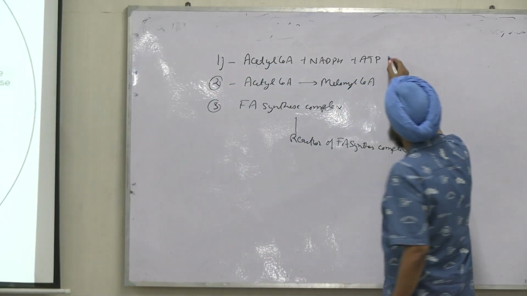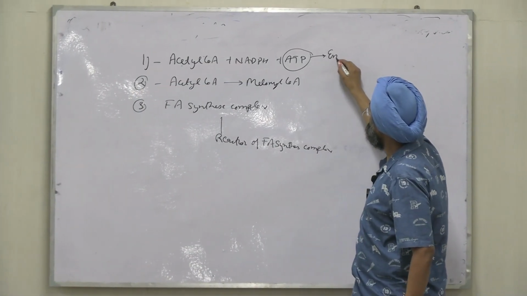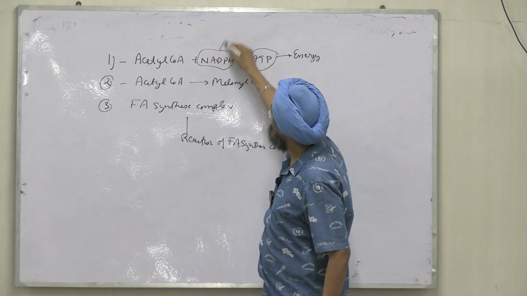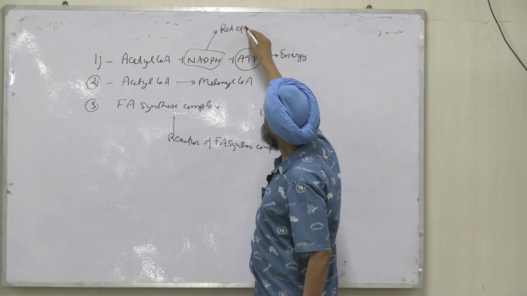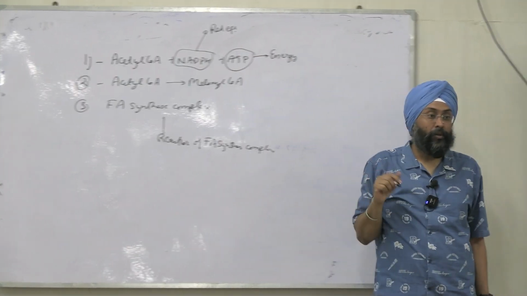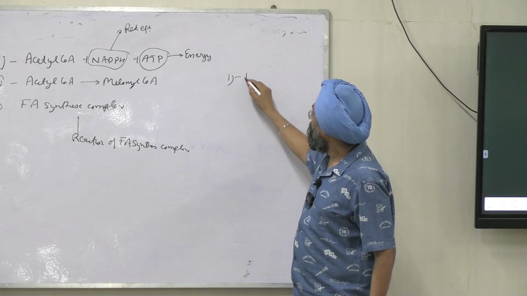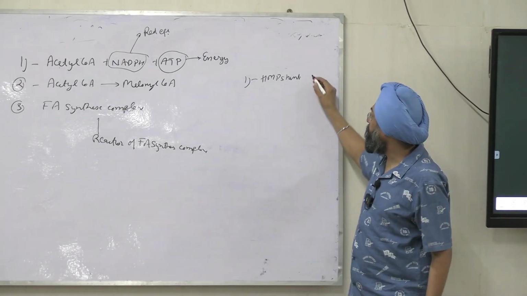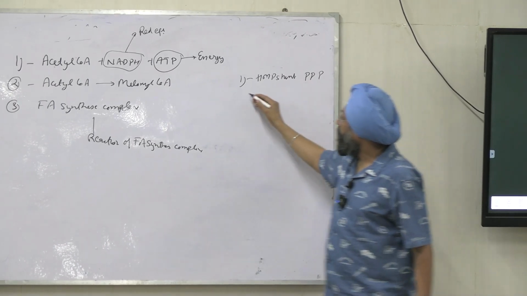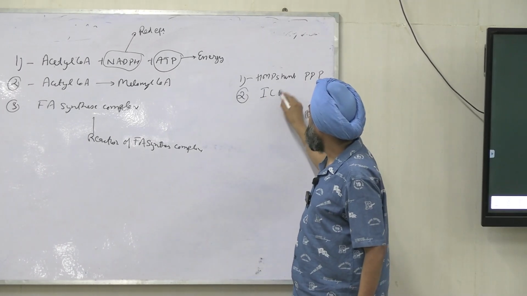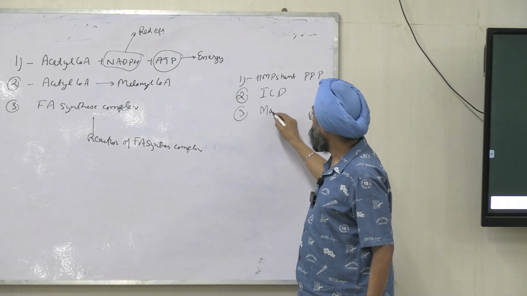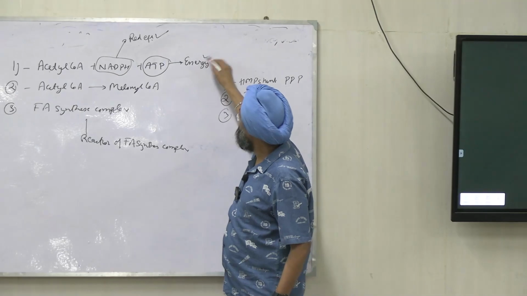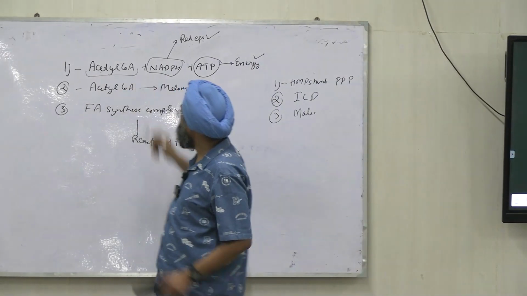What was the function of this molecule ATP? It was supposed to provide energy, right? And this NADPH will provide reducing equivalents, right? And what were the sources of NADPH? One was HMP shunt, and the other name for HMP shunt is PPP, pentose phosphate pathway. The second source was isocitrate dehydrogenase. Third was malic enzyme, right? The sources of reducing equivalents are done. ATP is done. Now one is acetyl CoA, right?